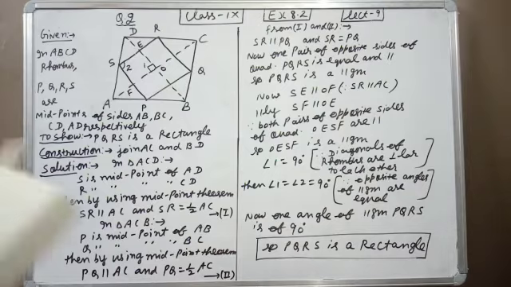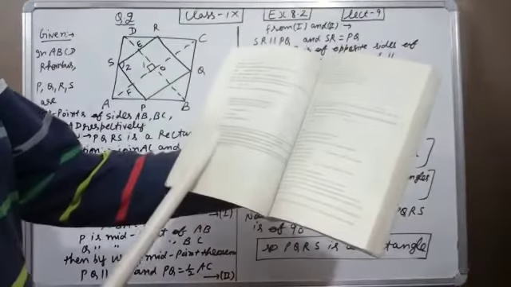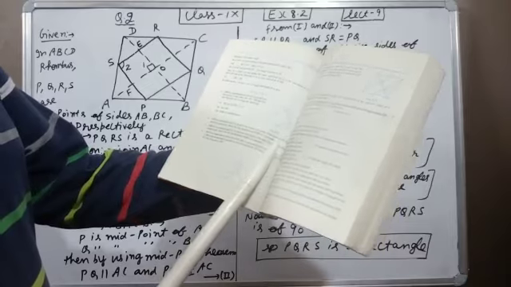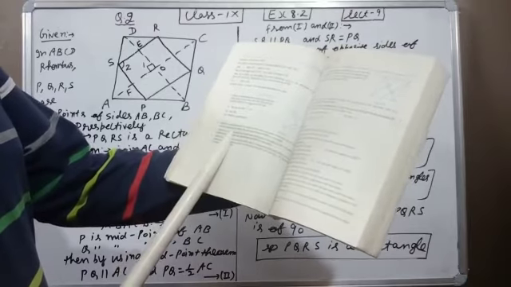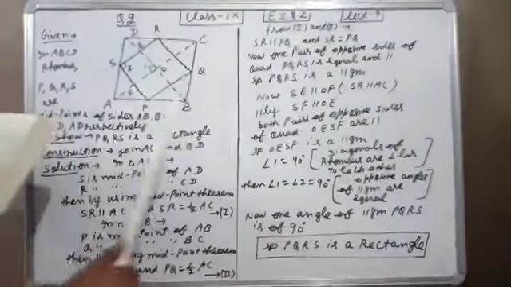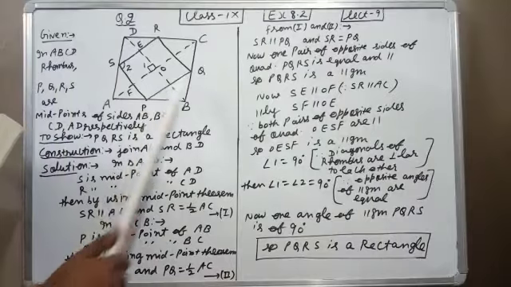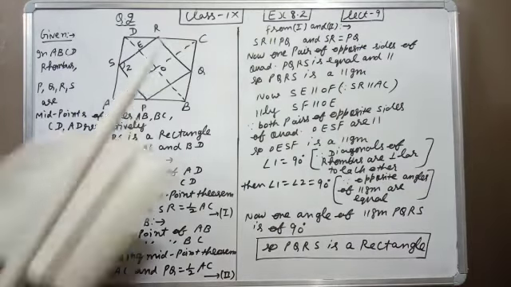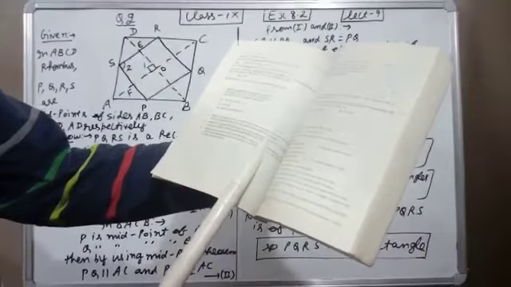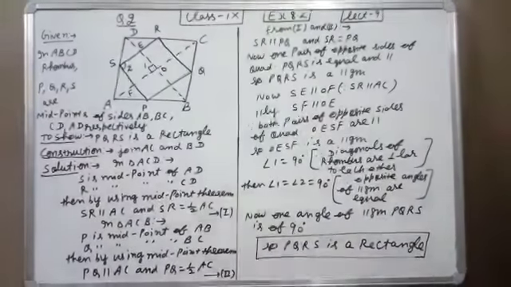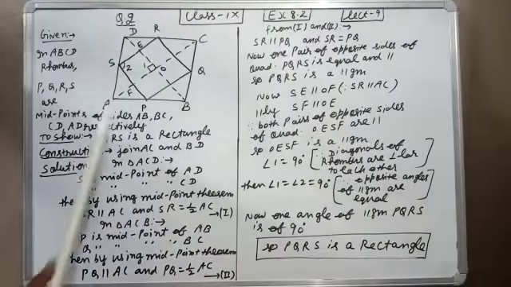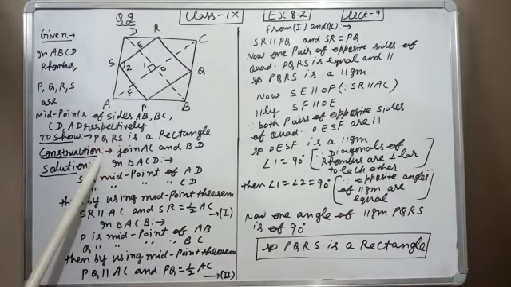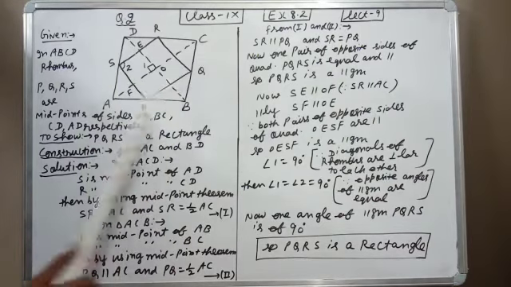Let us read the statement of question number second. ABCD is a rhombus and P, Q, R, S are the midpoints of sides AB, BC, CD and DA respectively. So this is rhombus ABCD, and here PQRS are midpoints of the different sides. Then show that quadrilateral PQRS is a rectangle. So to show that PQRS is a rectangle, here is the construction: join AC and BD.